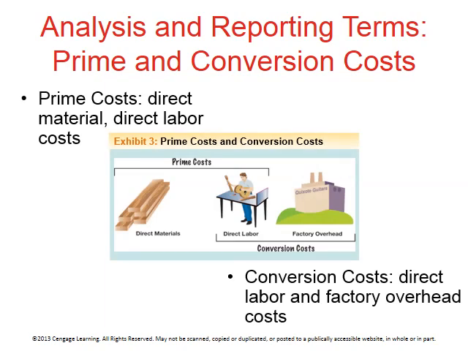So we can divide these costs out a little bit more. So we have a term called prime costs. Prime costs are direct materials and direct labor. Then we also have a term called conversion cost. Conversion costs are direct labor and factory overhead. So conversion costs are the cost to convert direct materials, which is your labor and your overhead. And then prime costs are direct materials and direct labor.